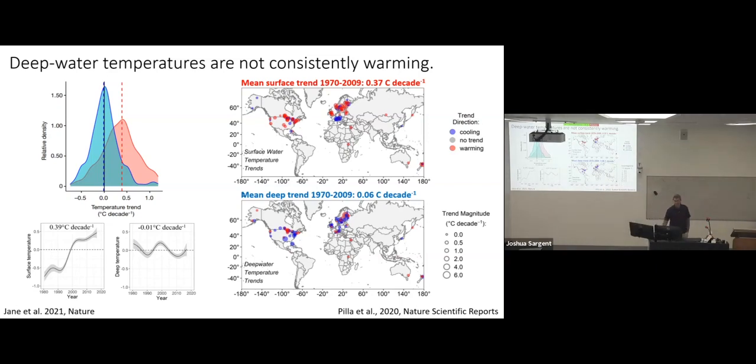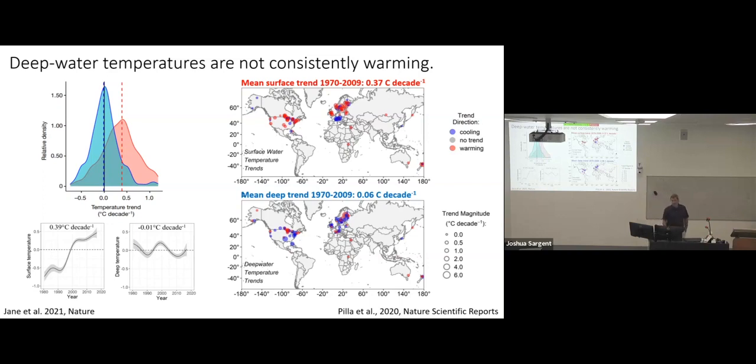But if we look at the distribution of trends in our temperature trends here, deep waters in blue are not warming. The center of that distribution is right at 0, versus the surface waters, which was warming quite substantially. Another paper that came out the year before ours by Rachel Pilla et al., which actually used a lot of the same data, but not completely, there wasn't perfect overlap, showed a similar trend where surface water temperatures were increasing by 0.37 degrees per decade.